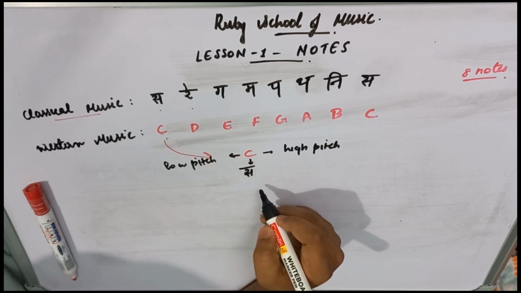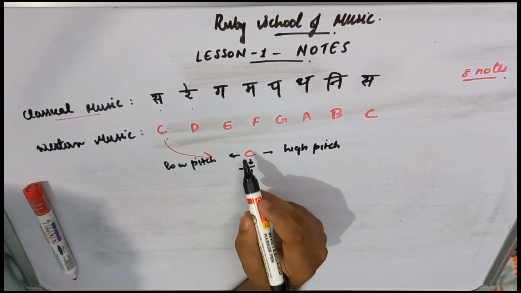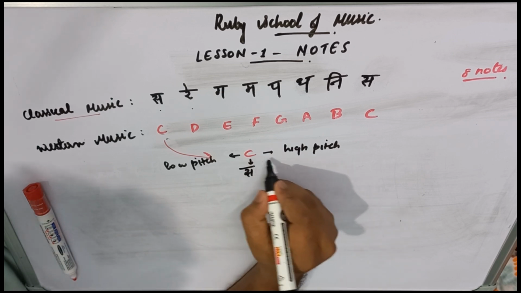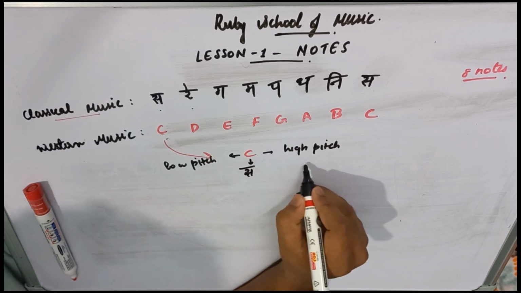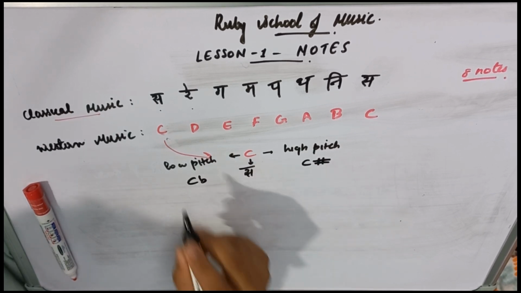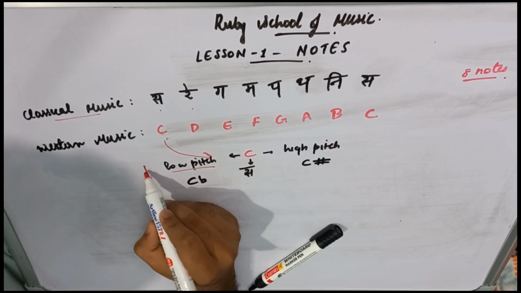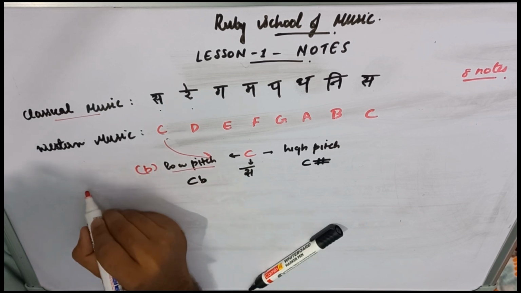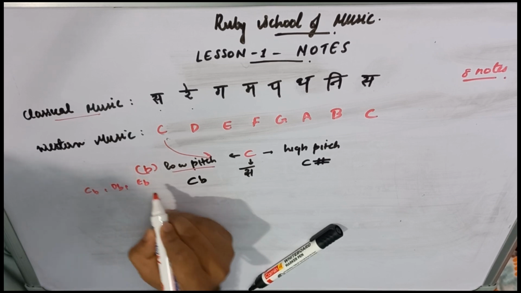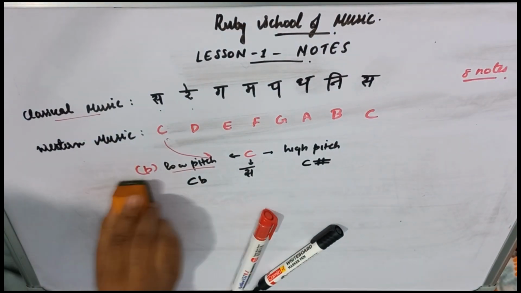Now, in Western music, we represent the high pitch and the low pitch with different notations. So for the high pitch of C, it will be C sharp, and the low pitch will be C flat. For every note, we will denote the low pitch with a small letter b on the side. For example, C flat, D flat, E flat. So that is basically it.